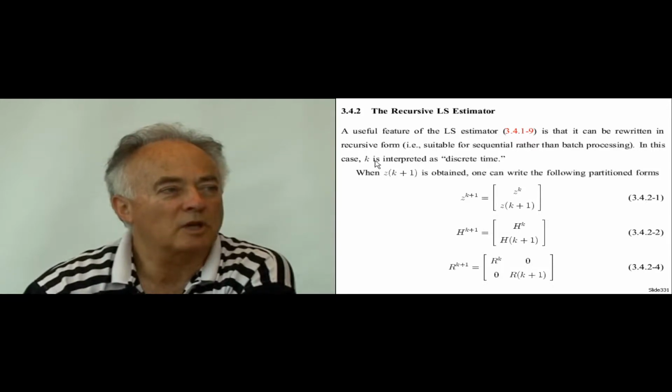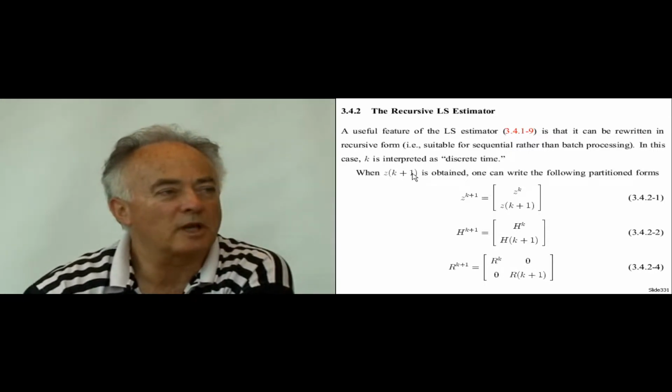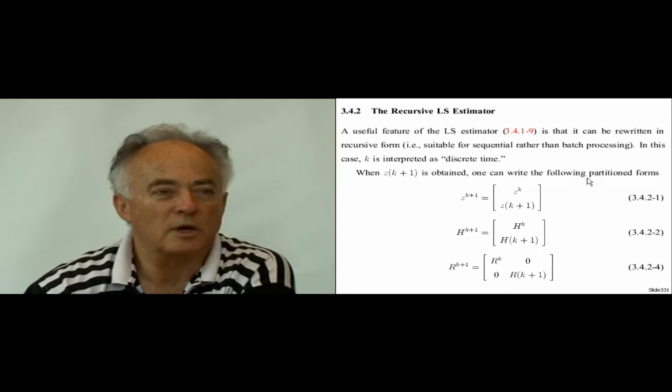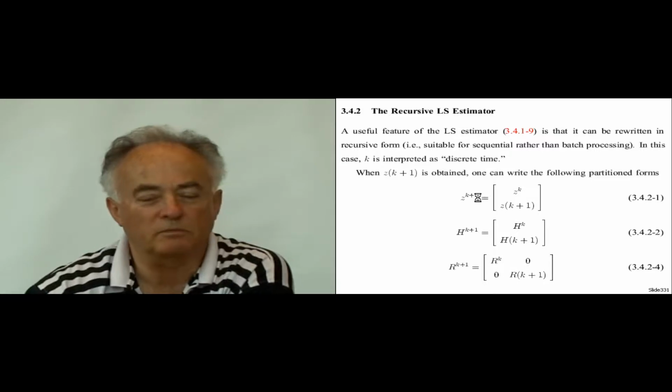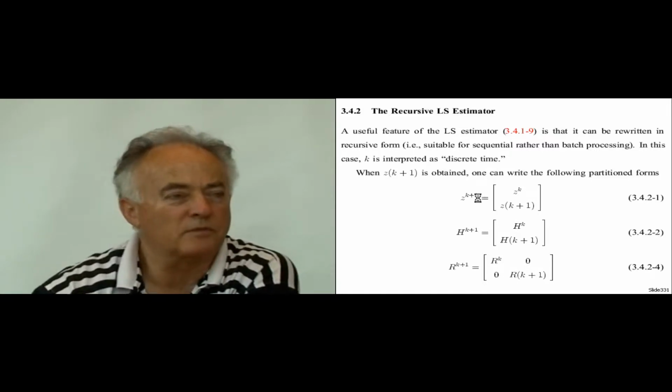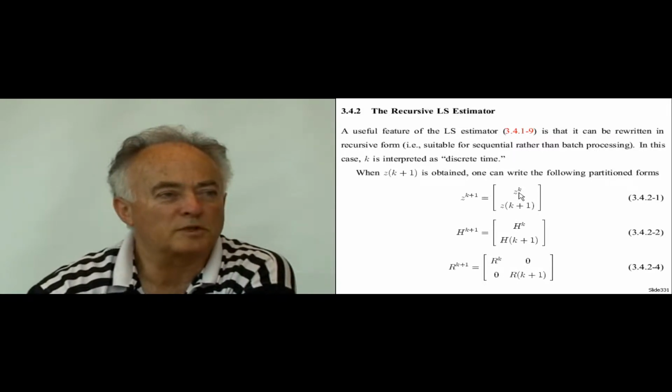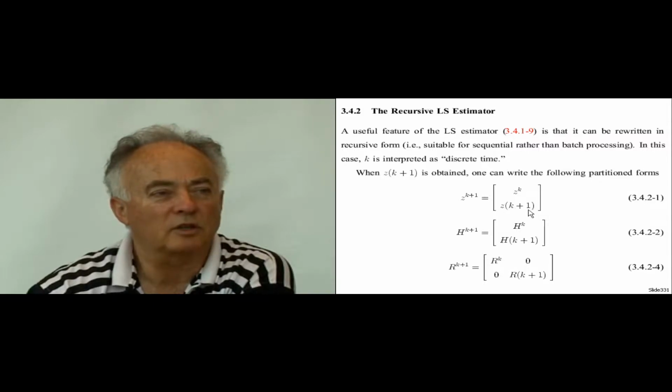In this case, we can interpret k as discrete time index. When we obtain the observation number k plus 1, or at time k plus 1, we can partition the cumulative set of observations, z super k plus 1, that's a big stacked vector, into z super k and z at k plus 1.